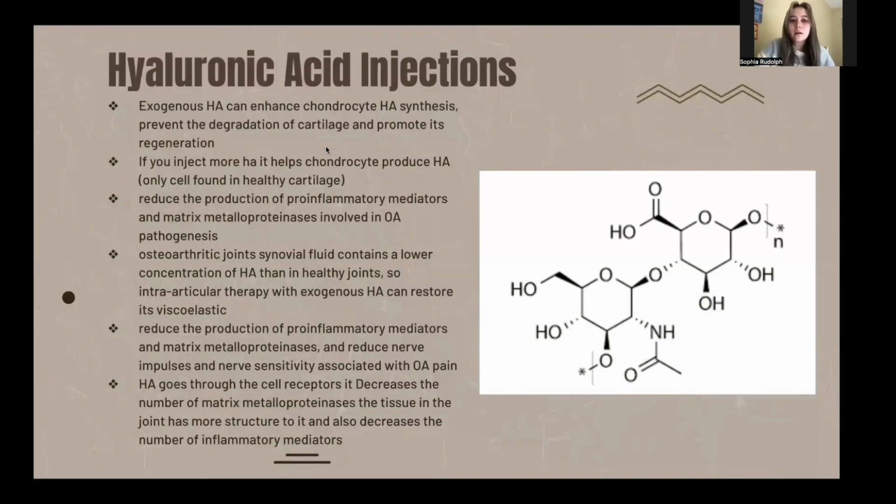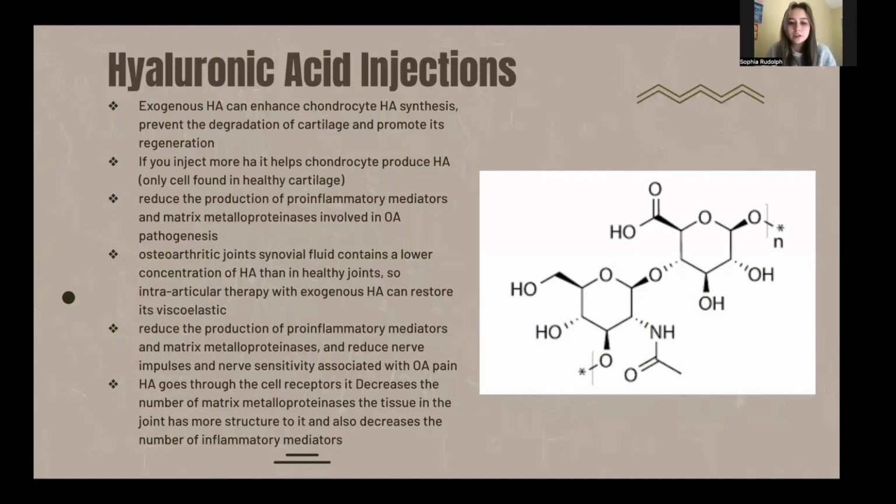So within hyaluronic acid injections, there is hyaluronic acid, and this is a chemical structure of it. Exogenous HA can enhance chondrocyte HA synthesis, prevent the degradation of cartilage, and promote its regeneration. If you inject more HA, it helps chondrocytes produce HA only if the cell is found in healthy cartilage. And it reduces the production of pro-inflammatory mediators and matrix metalloproteinases involved in OA pathogenesis. Osteoarthritic joints' synovial fluid contains a lower concentration of HA than healthy joints, so intra-articular therapy with exogenous HA can restore its viscoelasticity, so it makes it more stretchy and bouncy, I guess.